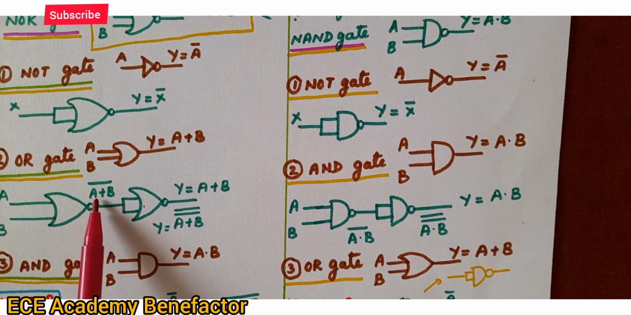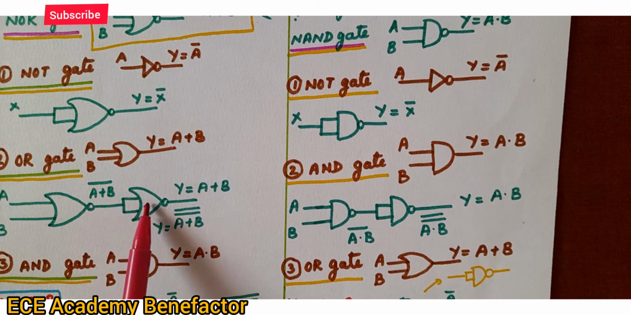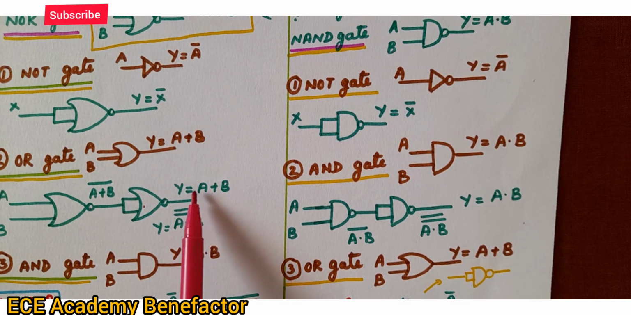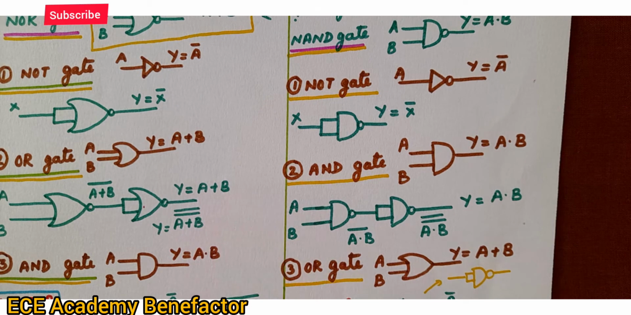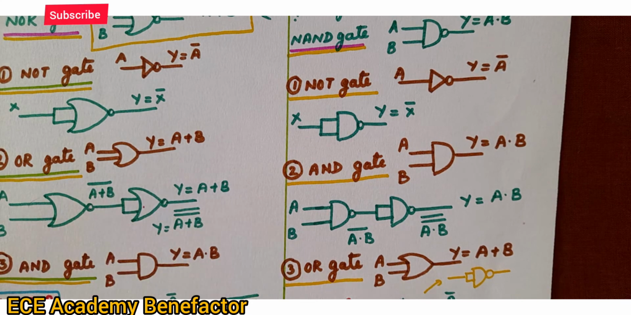The NOR gate output is A plus B the whole bar. When given to a NOT gate, it will be complemented. It is double complemented, so it becomes Y is equal to A plus B. So the NOR gate can be used as an OR gate.